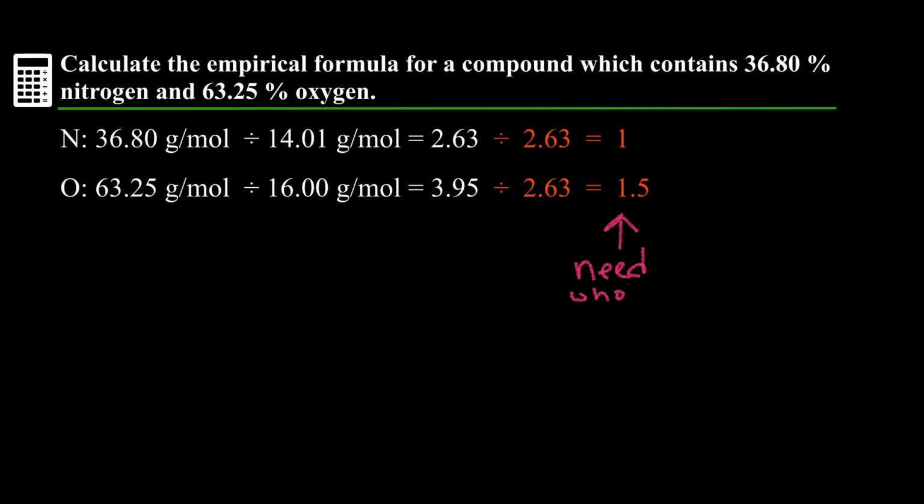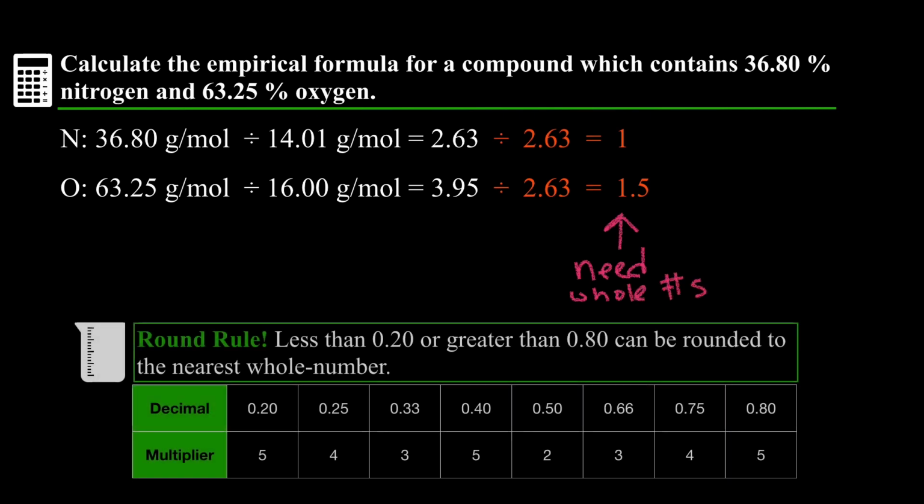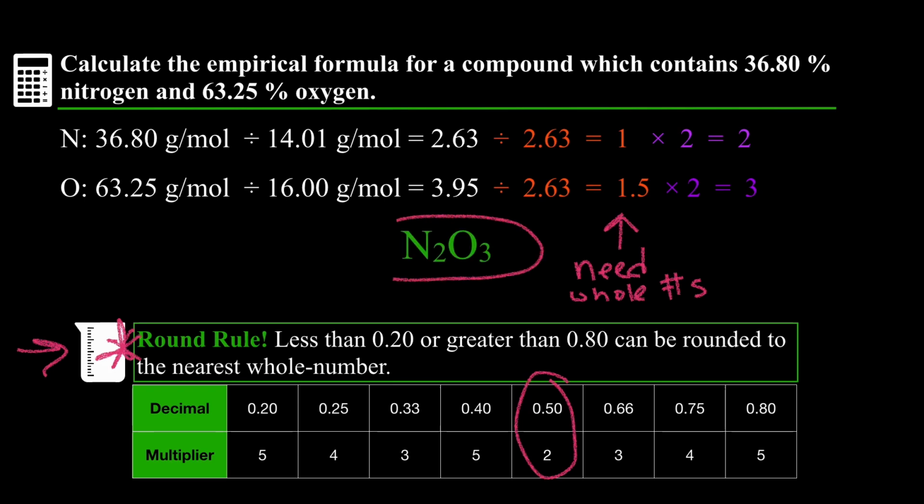So I have to have whole numbers. So I'm going to go down to this table down here, and I have a little rounding rule. If less than 0.20 or greater than 0.8, you can round to the nearest whole number. But if it falls between, use the table. So on this table, I wound up with 0.5 as my decimal. So it says the multiplier would be 2. So I'll go back up, and in fuchsia, multiply by 2. So 1 times 2 would be 2. 1.5 times 2 would be 3. So I'd wind up with N2O3. That would be my final step in green.